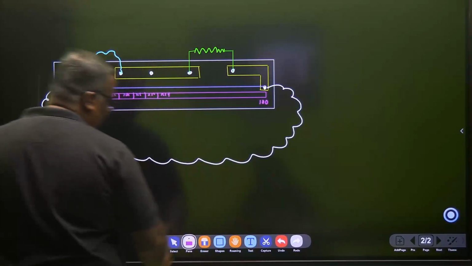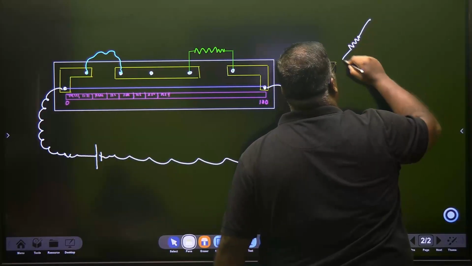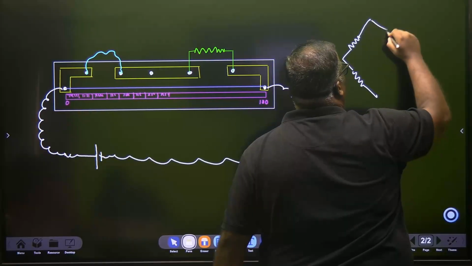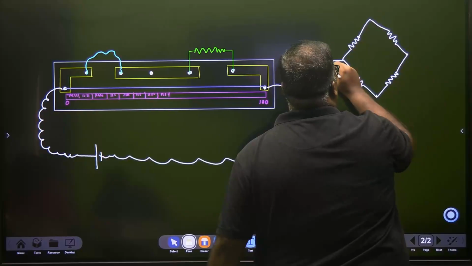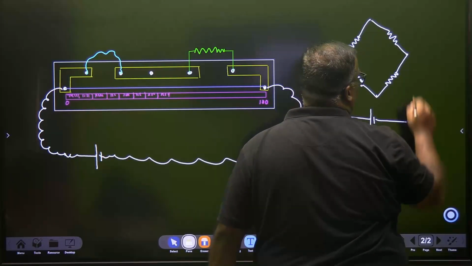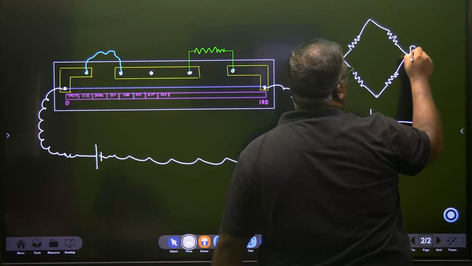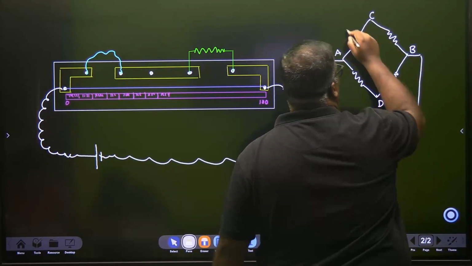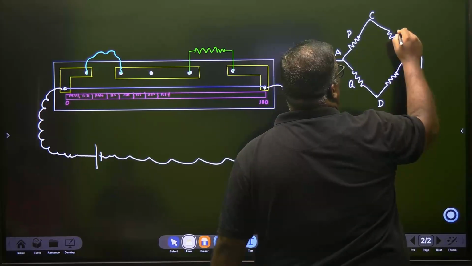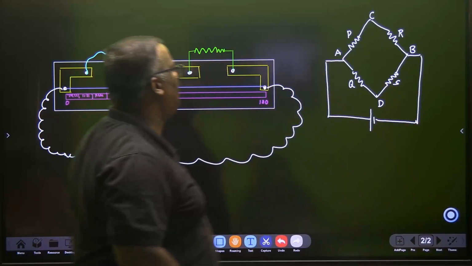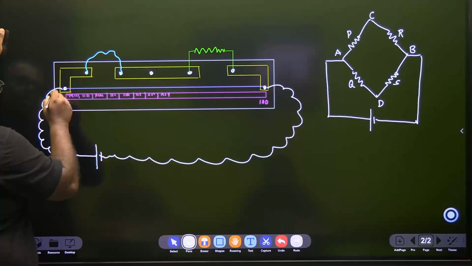Let's see what we have done. So let me draw the Wheatstone bridge setup. How did I name it, children? I named this as A, this is B, this is C, this is D, this is P, and this was Q, this was R, this was S. Now see how I'm naming it. My cell comes to A, so this point is A.